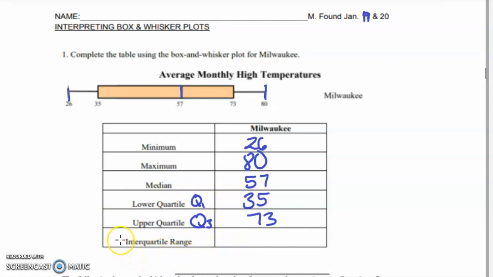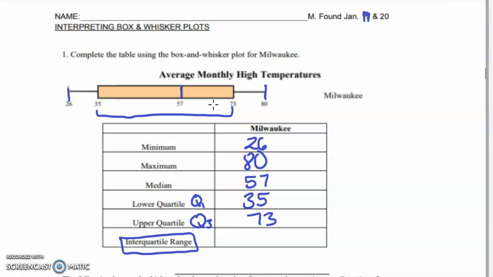Now, this is a term that I'm pretty sure I've used before, but maybe not defined. All right? The interquartile range is just this. Okay? It's the range of that box that is really the middle of our data. Half of our data, big block right in the middle, is between these values, between 35 and 73. So when we ask for the interquartile range, what we're looking for is how wide is that box.